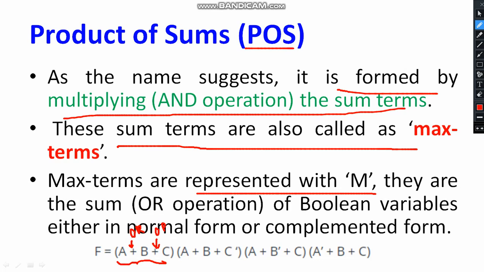Now what you do is multiply the sum terms. So these are the sum terms, you can see sum terms, and you are multiplying the sum terms. This is known as max terms or product of sums. The max terms are represented by uppercase M. They are the sum operation of Boolean variables either in normal form or complemented form. I hope you understood. This is the way to represent product of sum.